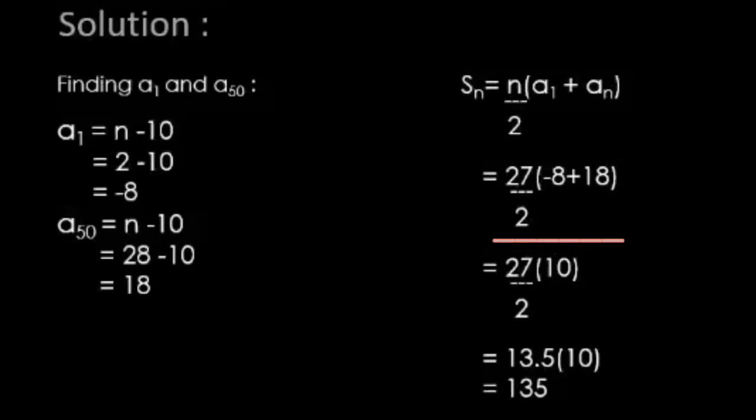Sn equals 27 divided by 2, open parenthesis, negative 8 plus 18, close parenthesis. Firstly, let us answer the parentheses, which should be equated to 10. Now, 27 divided by 2 times 10. Let us divide 10 and 2. We get 5. And now, once we get our answer, 27 times 5, the answer would be 135. Our Sn would be 135.